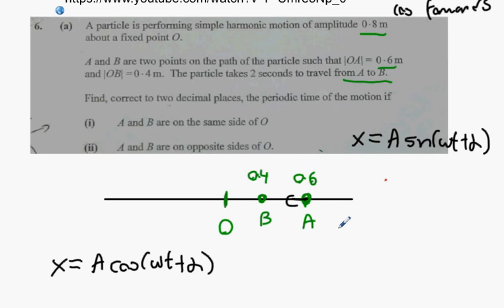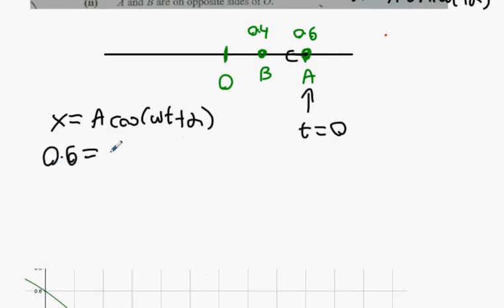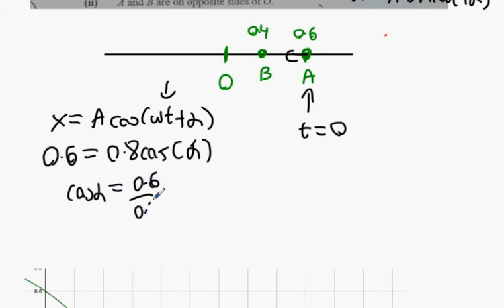When does t equal 0? When does t equal 0, guys? It says it takes 2 seconds to go from A to B. We're going to set A as our t equals 0. So 0.6 equals 0.8 cos. When t is 0, we don't need to know that omega value. It's just going to be cos alpha. Divide 0.8 over. Cos alpha is going to equal 0.6 over 0.8.